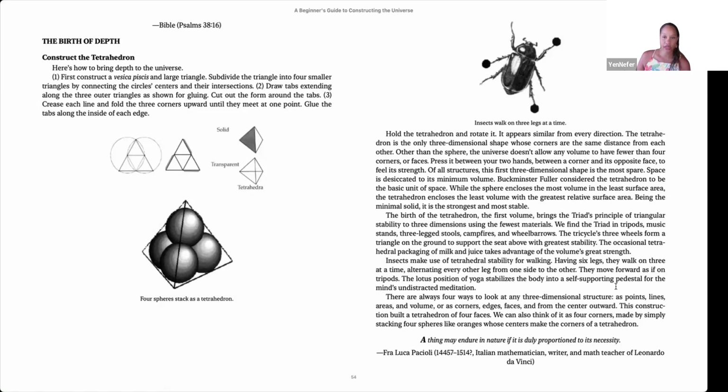There are always 4 ways to look at any 3-dimensional structure: as points, lines, areas, and volumes, or as corners, edges, faces, and from the center on outward. This construction built a tetrahedron of 4 faces. We can also think of it as 4 corners, made by simply stacking 4 spheres, like oranges whose centers make the corners of a tetrahedron. A thing may endure in nature if it is duly proportioned to its necessity.